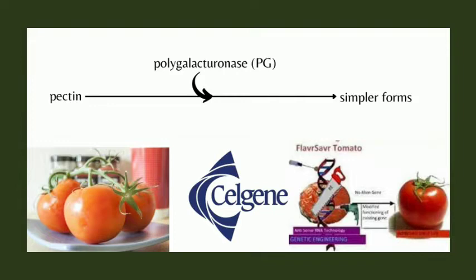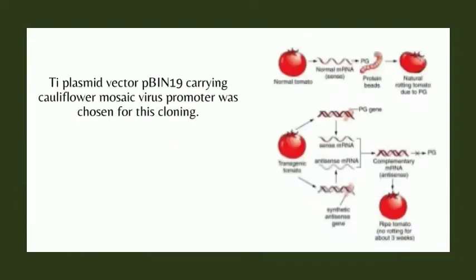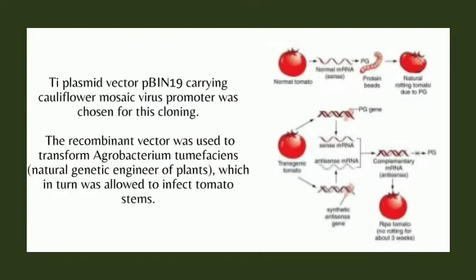TI plasmid vector P-bin19 carrying cauliflower mosaic virus promoter was chosen for this cloning. The recombinant vector was used to transform Agrobacterium tumefaciens, which in turn was allowed to infect tomato stems. By executing this, the company's scientists were able to reduce the enzyme production that was responsible for turning the tomatoes soft, squashy, and spoiled very fast. FlavrSavr tomatoes, being a GMO, when appeared for sale in supermarkets, had caused an enormous media stir at that time.